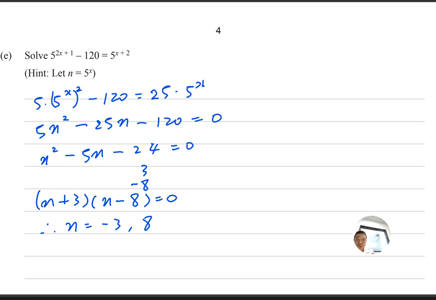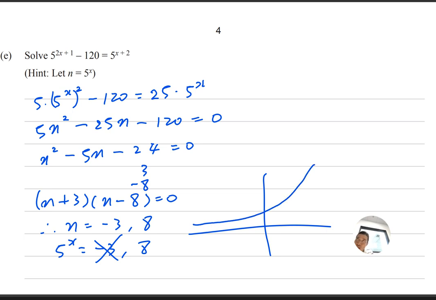By the way, you can't have negative 3 because n is 5 to the power of x. So 5 to the power of x is negative 3, comma 8. But this doesn't make sense. In an exponential graph, whatever to the power of x is always positive, right? So greater than 0. So it can't be negative 3. So hence, 5 to the power of x is 8. This is not the answer yet.